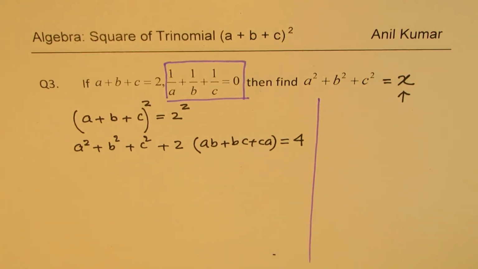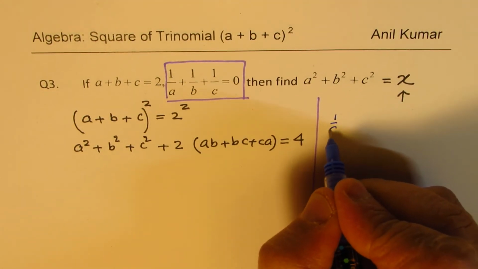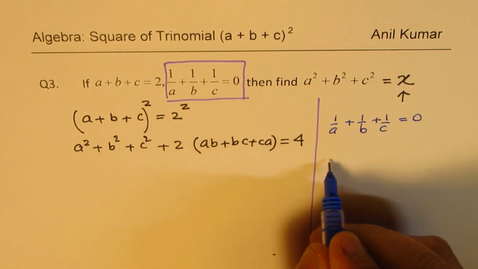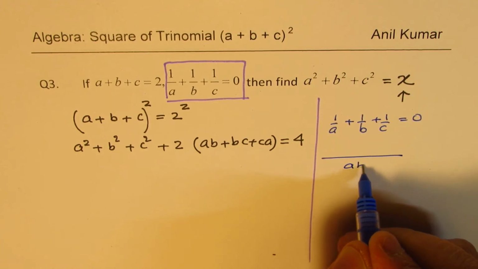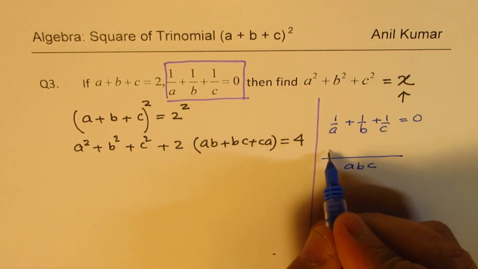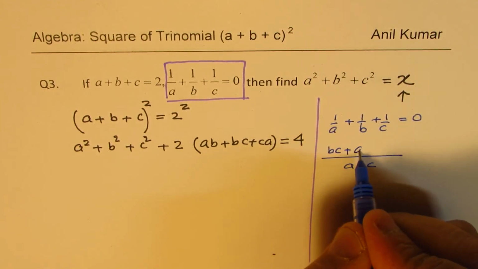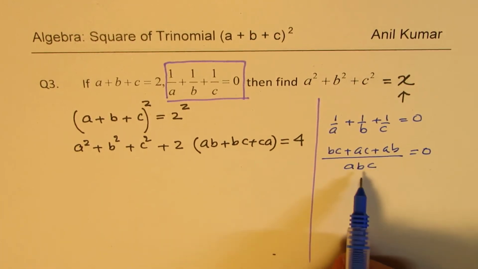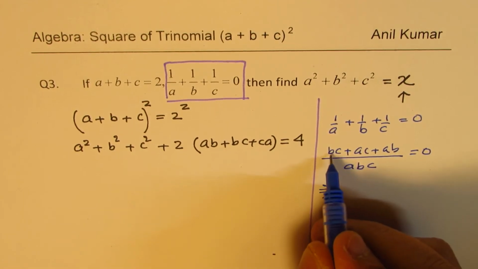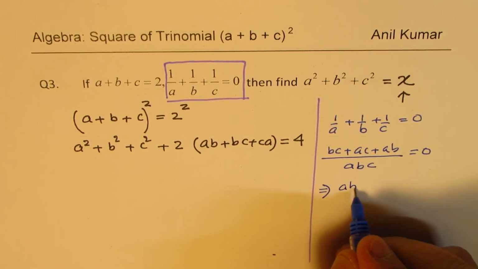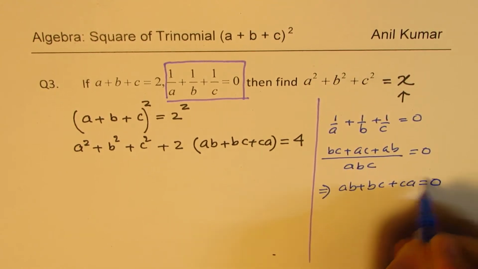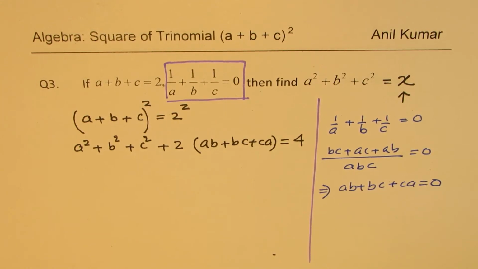So we'll do it on the right side of this particular page. Now here, we are given that 1 over a plus 1 over b plus 1 over c is equal to 0. So if I take an LCM here, it will be abc in the denominator. Here we get bc, plus here we get ac, plus we get ab here, and that should be equal to 0. Now that really implies that the numerator should be 0, which is the combination of ab plus bc plus ca. So that should be equal to 0. So that is what we learned from here.